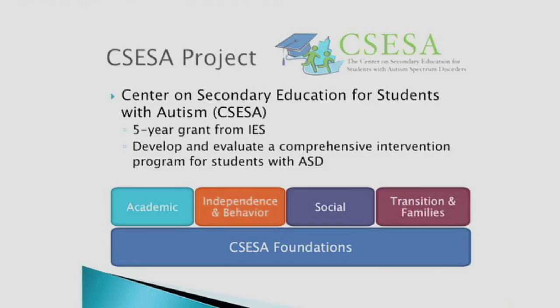So out of that project, what we found is that the services for high school students are incredibly lacking. We have really great interventions for preschool students. We have great interventions for elementary. And as kids age, the services become much less available. And certainly the evidence for those services becomes much less available.